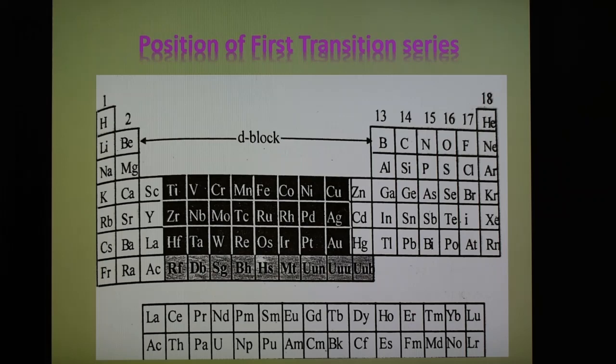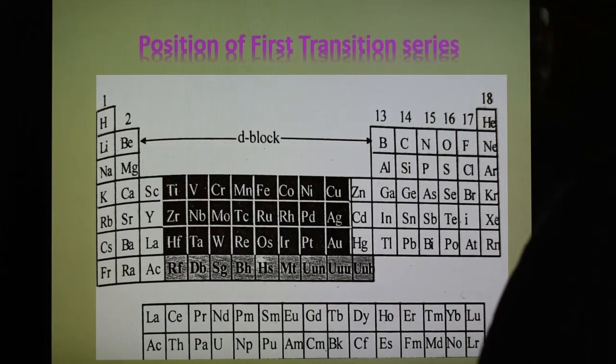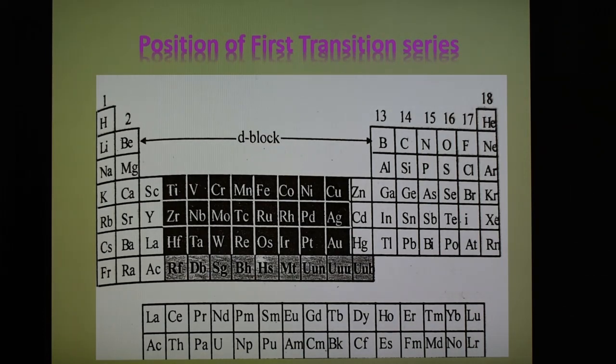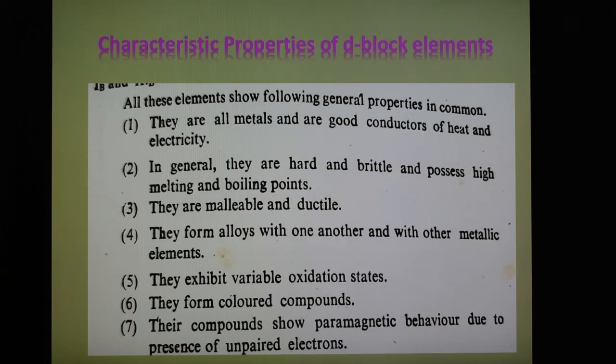The d block or first transition series elements are present in the middle between s and p block elements, and the first transition series is present in the fourth period of the periodic table. This is the fourth row of the periodic table, so a total of 10 elements are present. After that, we are going to see the important characteristics of the d block elements.